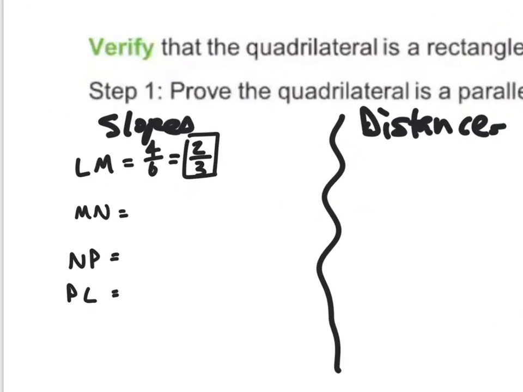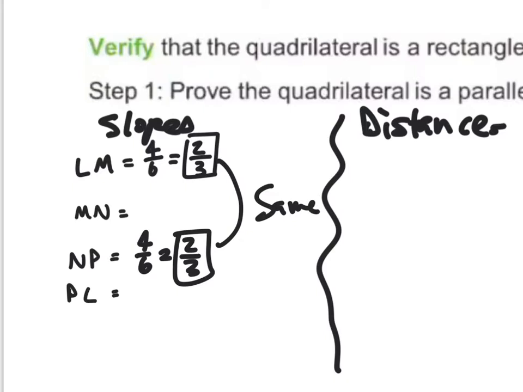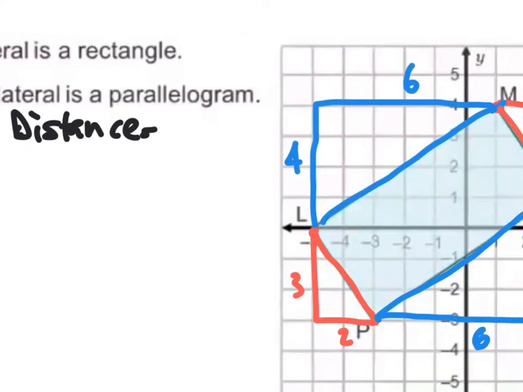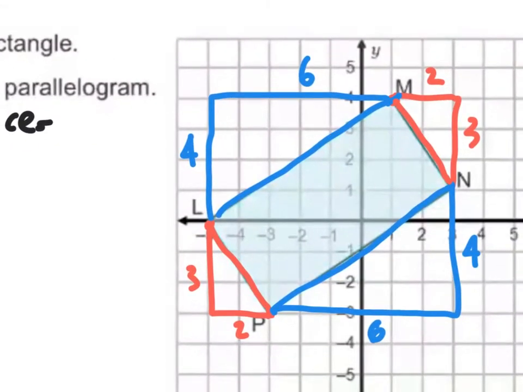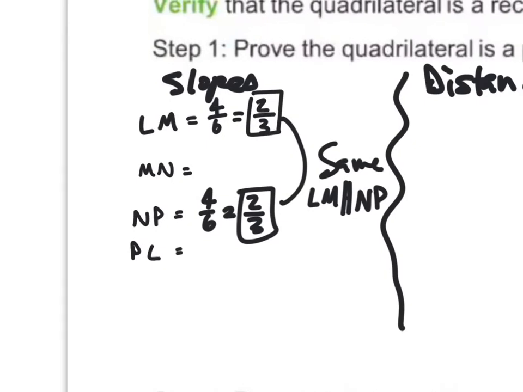Okay, this is going to be 4 over 6, which is also 2/3. So those are the same. That means that LM is parallel to NP. Now, the other thing I know is that we want to find LP or PL and MN, and these are going to be negative slopes, so that's good. We're going to be going up 3 over 2. So MN is going to be negative 3 over 2. Same thing with PL, it's going to be negative 3 over 2.